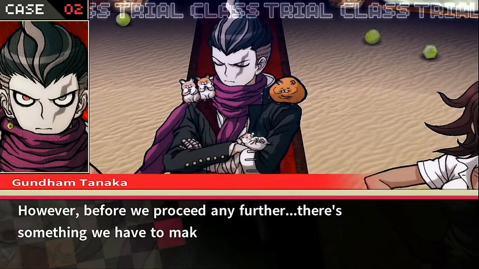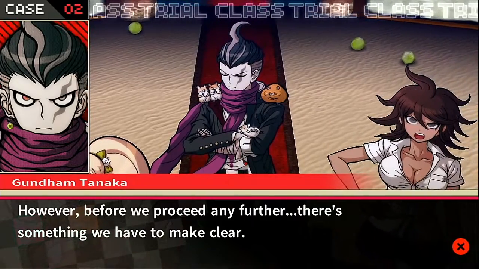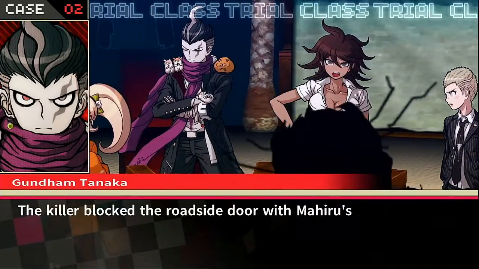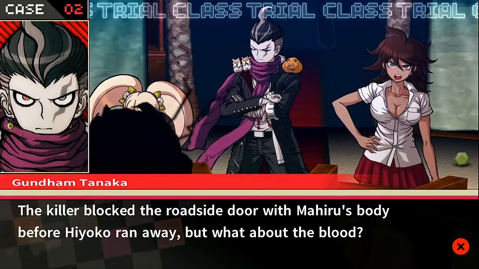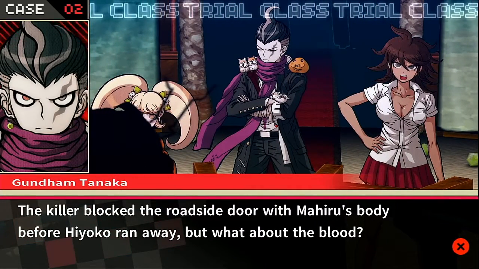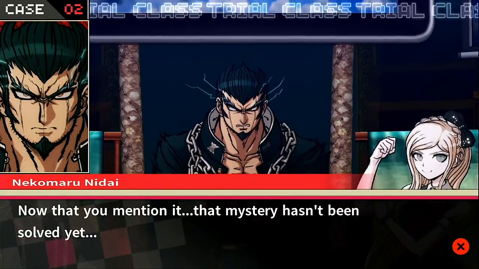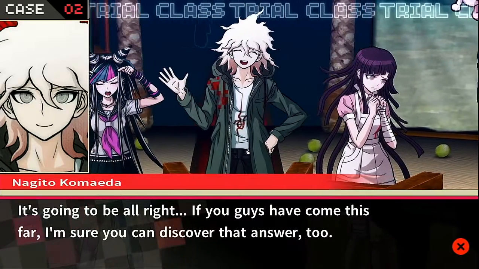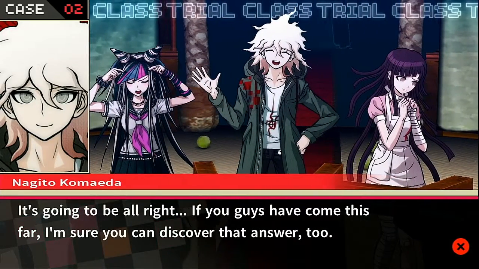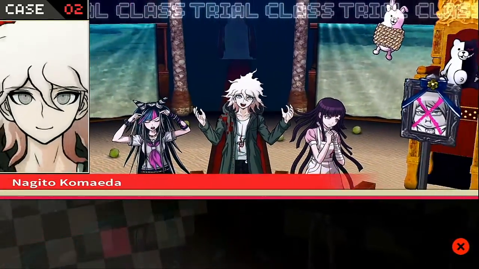However, before we proceed any further, there's something we have to make clear. The killer blocked the roadside door with Mahiru's body before Hyoko ran away. But what about the blood? Now that you mention it, that mystery hasn't been solved yet. It's going to be all right. If you guys have come this far, I'm sure you can discover that answer too. Now, let's start the argument, shall we?